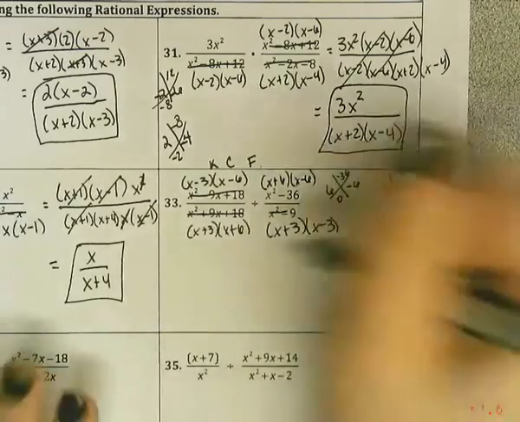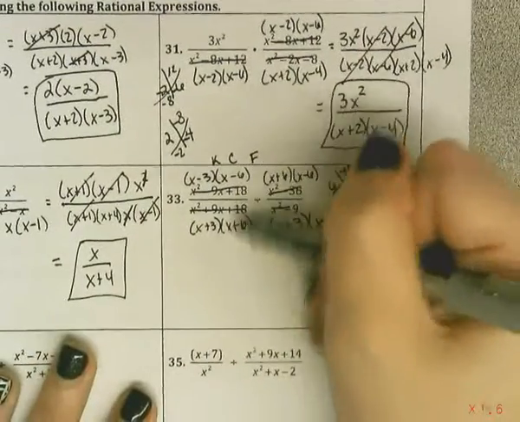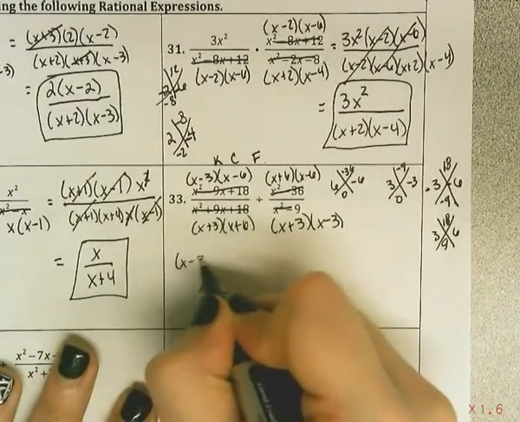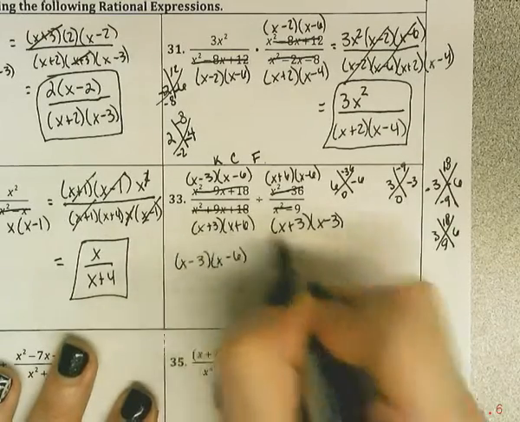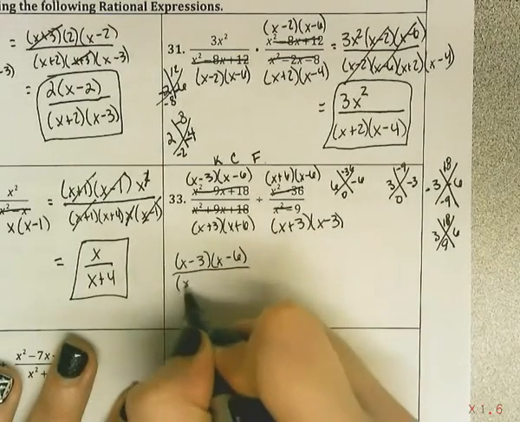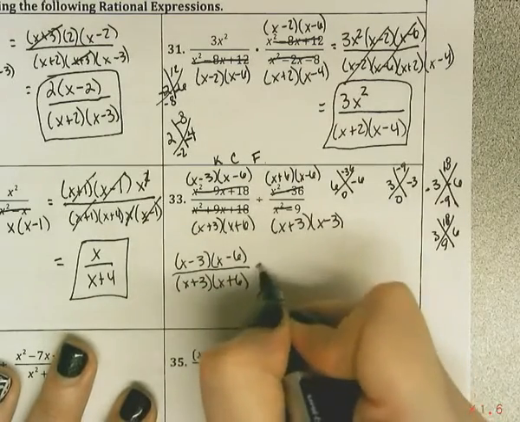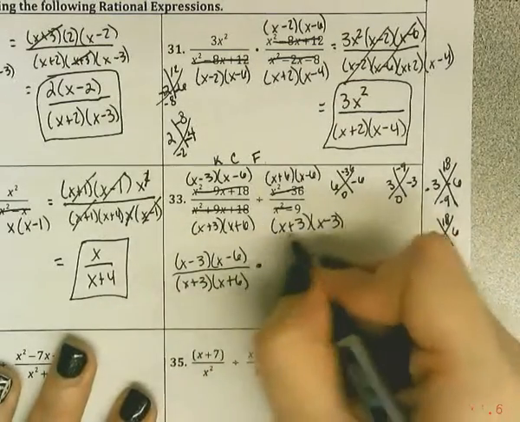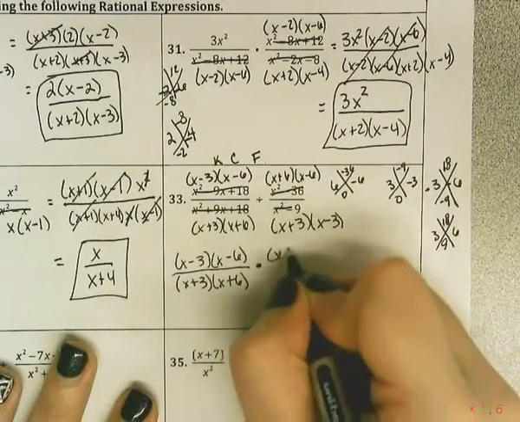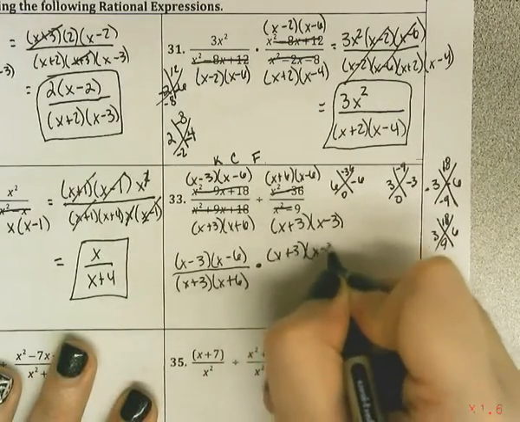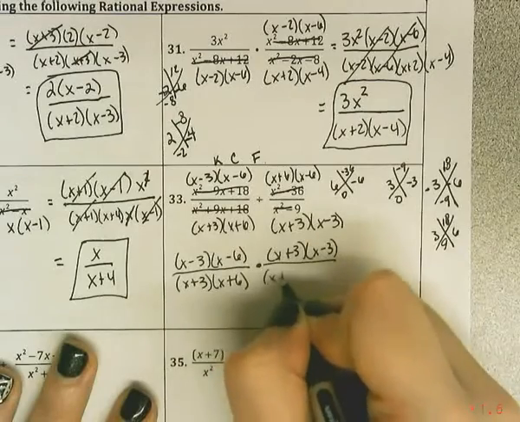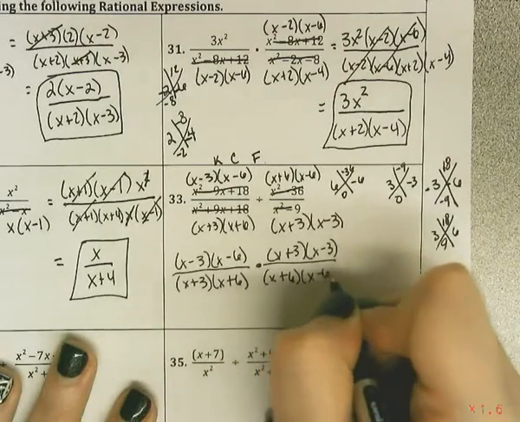Okay, now we've written a bunch of stuff down. We're going to keep this side. So x minus 3 times x minus 6, x plus 3, x plus 6. Change the division to multiply, and then flip this side over. So this is on the bottom, it's on the top now, over x plus 6, x minus 6.